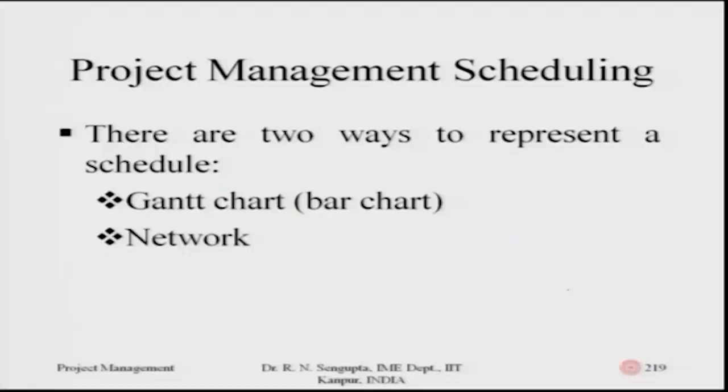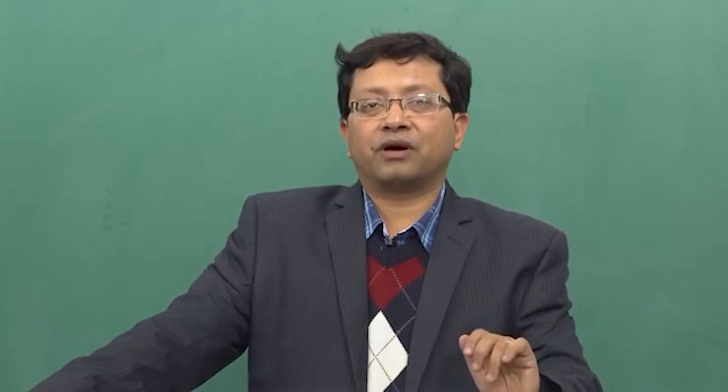There are two ways to represent a schedule. One is the Gantt chart, and one is the network. The Gantt chart we will discuss very briefly, even though we will do problems for that. For the network, we will go into details for PERT, CPM, and the concept of slack and how they are utilized accordingly.